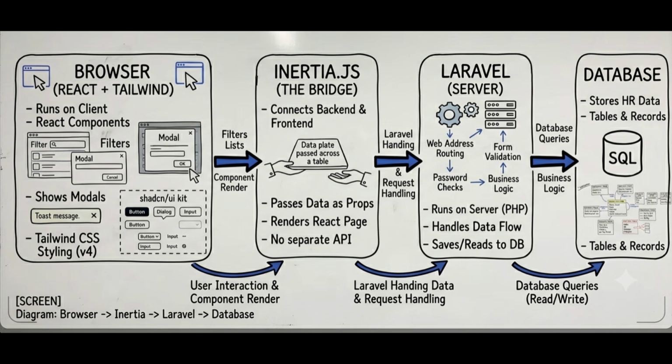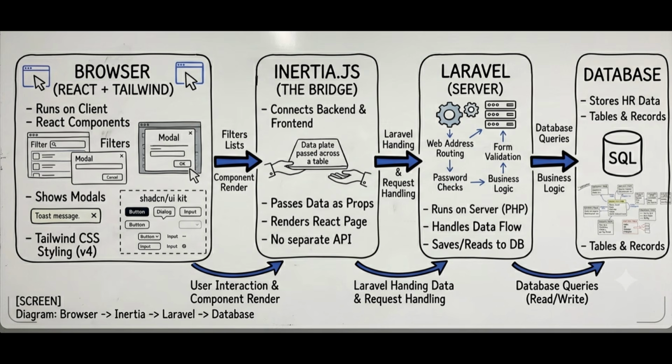Let us quickly meet the 4 tools we use, because knowing what each one is responsible for makes everything else click into place. First, Laravel. Laravel is a PHP framework, a big collection of ready-made tools for building web apps. It runs on the server. It handles the web address routing, talking to the database, checking passwords, and validating forms. We write the rules for our specific HR app. Laravel does the heavy lifting underneath.